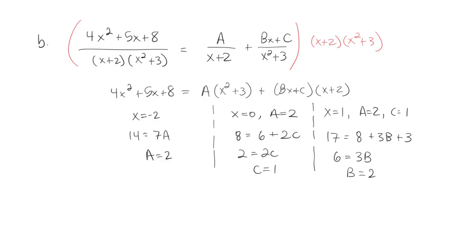So a, you can see, is equal to 2. So this is 2 over x plus 2. And then bx plus c, b is 2 and c is 1. So this is 2x plus 1 over x squared plus 3.